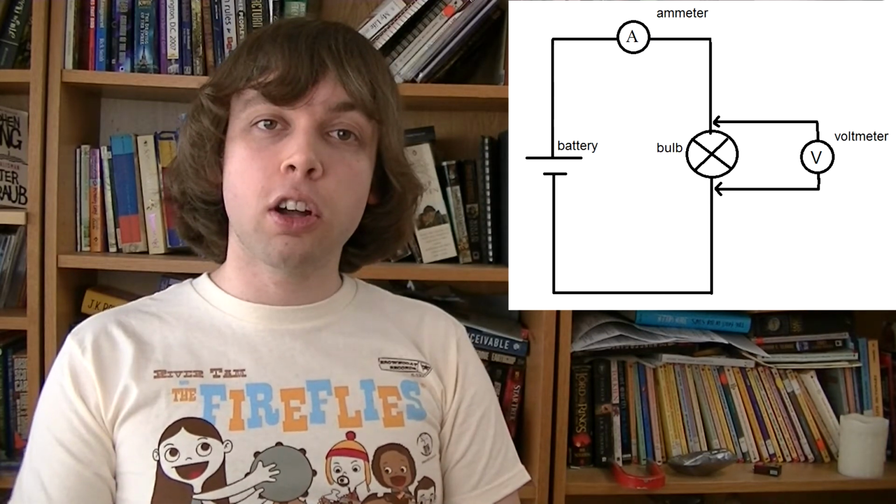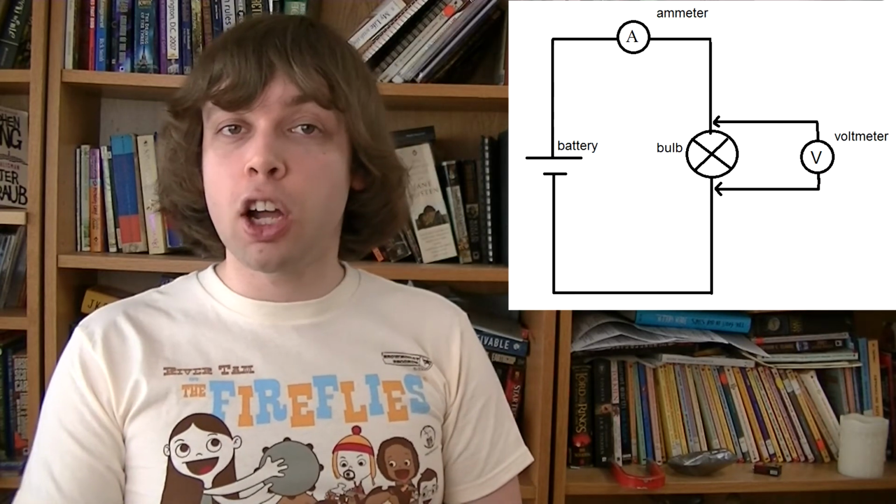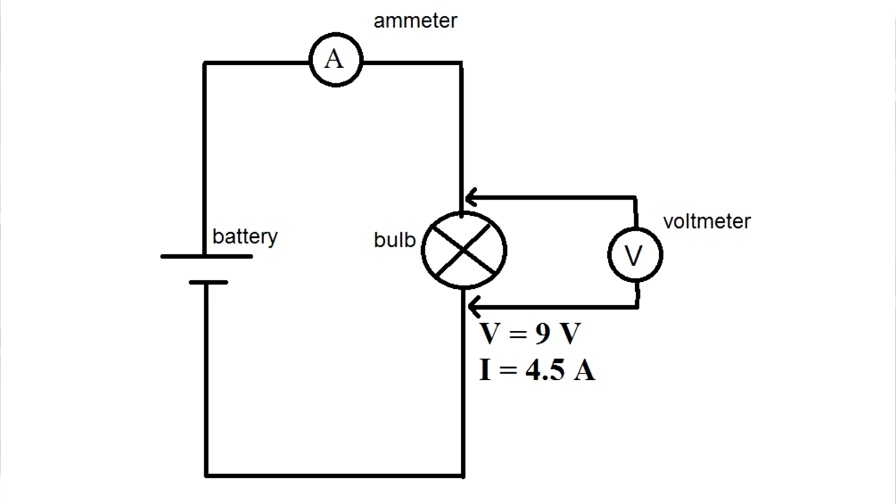Let's say the voltmeter currently reads 9 volts because this circuit has a 9 volt battery. And let's say the current flowing through the ammeter is 4.5 amps. Then the resistance of this component, the resistance of this bulb, must be 9 divided by 4.5, which is 2 ohms. Pretty straightforward. We could also use this simple circuit to figure out how much power it's using.